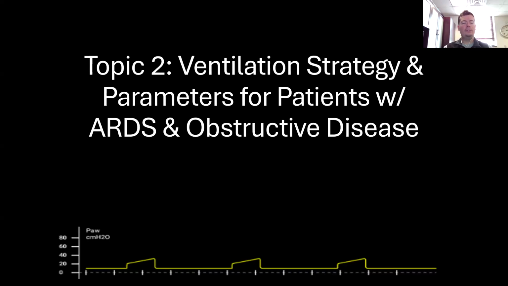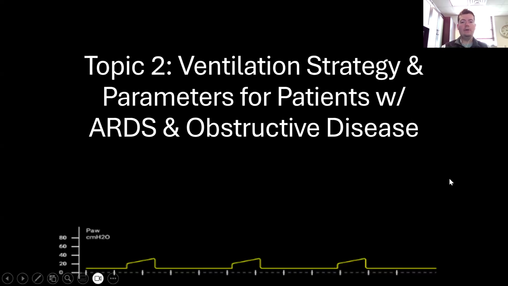And we can't cover all the examples here, but I've picked a couple of the higher yield ones that we'll probably encounter more frequently. And so these are going to be acute respiratory distress syndrome and obstructive pulmonary disease, which will most commonly be COPD and asthma. And in both of these cases, a little bit of extra knowledge and how to tailor our approach to these disease processes and their physiology can make a pretty big difference for the care of our patients.